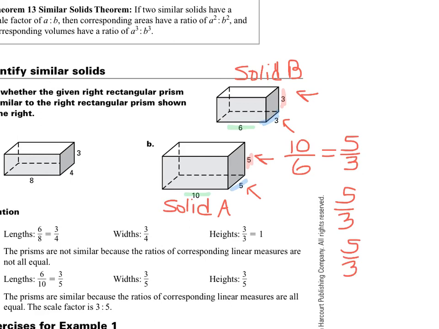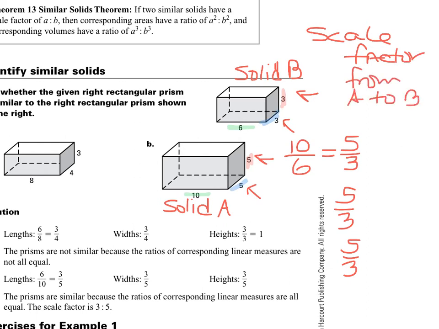And then the order that it's given, if it asks you to give the scale factor from A to B, then in this case, you're going from 10 to 6 or 5 to 3, you would do it this way. You could also leave it as a fraction, okay? But you're going to see it as a ratio with a colon, okay? You can't match it within the figure itself. So you have to go from one solid to the other when you set up the ratio.